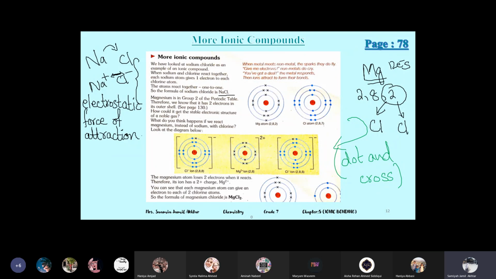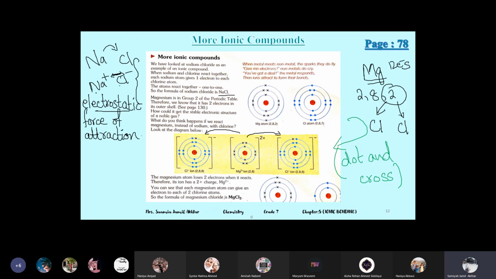So the attraction between the oppositely charged ions is known as electrostatic force of attraction. So remember this name, electrostatic force of attraction. This attraction between positive and negative ions is known as electrostatic. So the diagram in your book of magnesium and chlorine is the same drawing that we did.